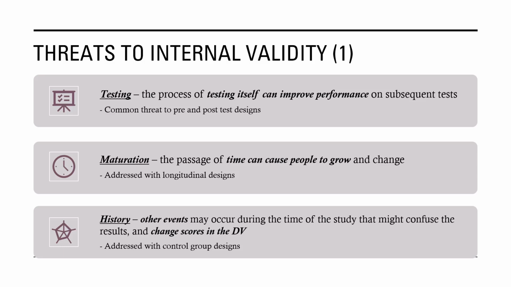Now, another threat to internal validity that would cause us to question if it was the independent variable that impacted the dependent variable is history. History refers to when other events may occur during the time of the study that might confuse the results or create a change in scores in the dependent variable.